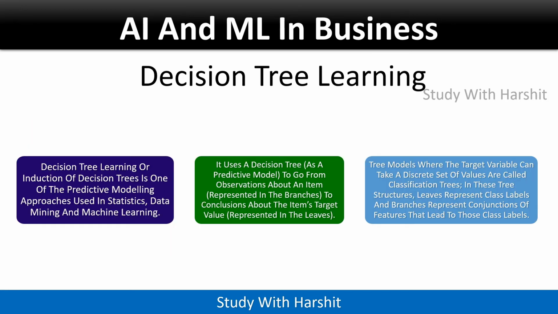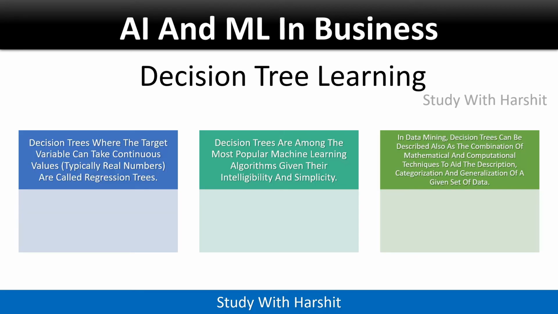Decision tree learning. Decision tree learning, or induction of decision trees, is one of the predictive modeling approaches used in statistics, data mining and machine learning. It uses a decision tree to go from observations about an item to conclusions about the item's target value. Tree models where the target variable can take a discrete set of values are called classification trees. In this tree structure, leaves represent class labels and branches represent conjunctions of features that lead to those class labels. Decision trees where the target variable can take continuous values are called regression trees.